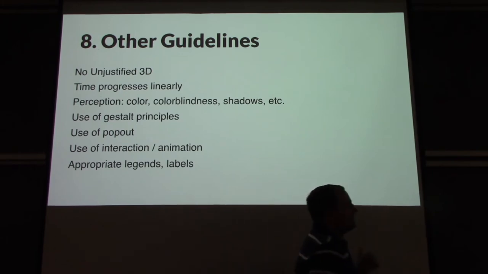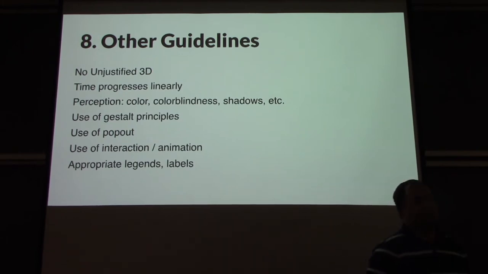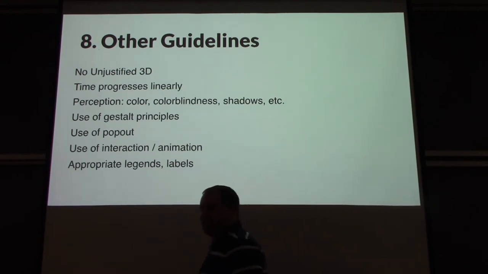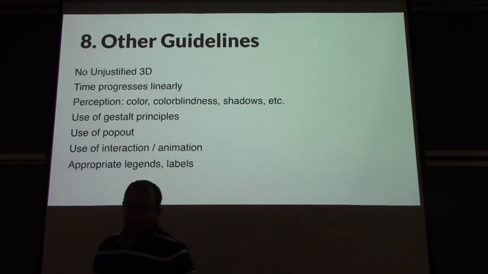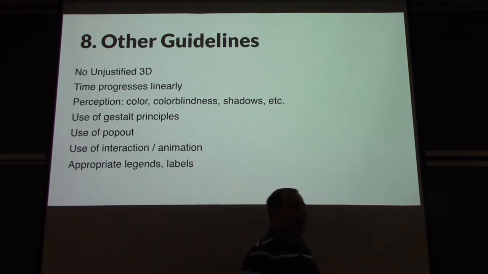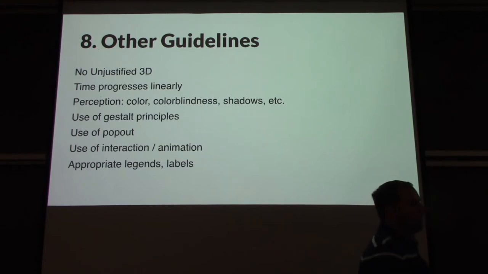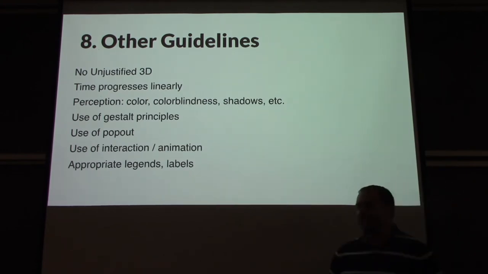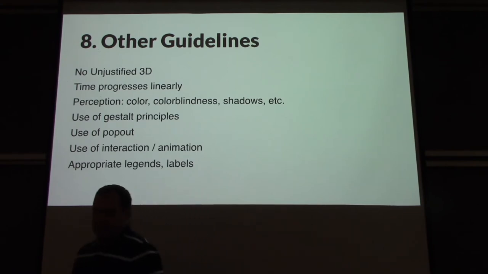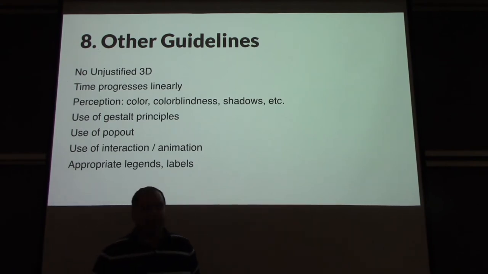You should think about gestalt principles, for example, specifically using symmetry and continuity. You might consider pop-out effects. So what do you want to highlight? How can you leverage the pop-out or pre-attentive processing so that people immediately understand what is going on in the chart? What are the important points to look at?